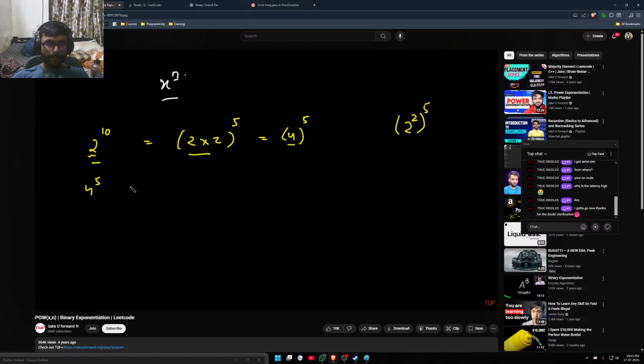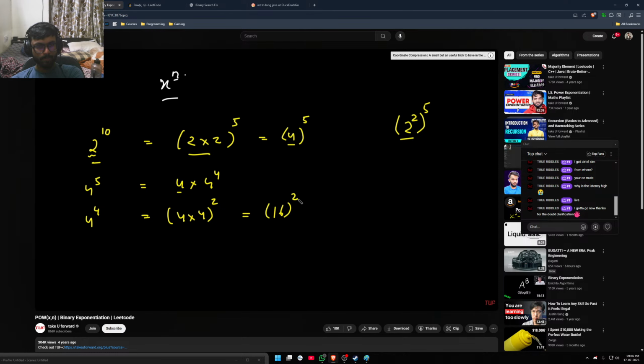Now how can you find 4 to the power 5? To find 4 to the power 5, you write 4 into 4 to the power 4. Basically you take one of the x outside. Now you know it's 4 into 4 to the power 4. So you will try to find out 4 to the power 4, which basically means 4 into 4 to the power 2. Similar to what we discussed over here, because this is 4 to the power square to the power square. That means 4 to the power 4. So this can be written as 16 to the power square.